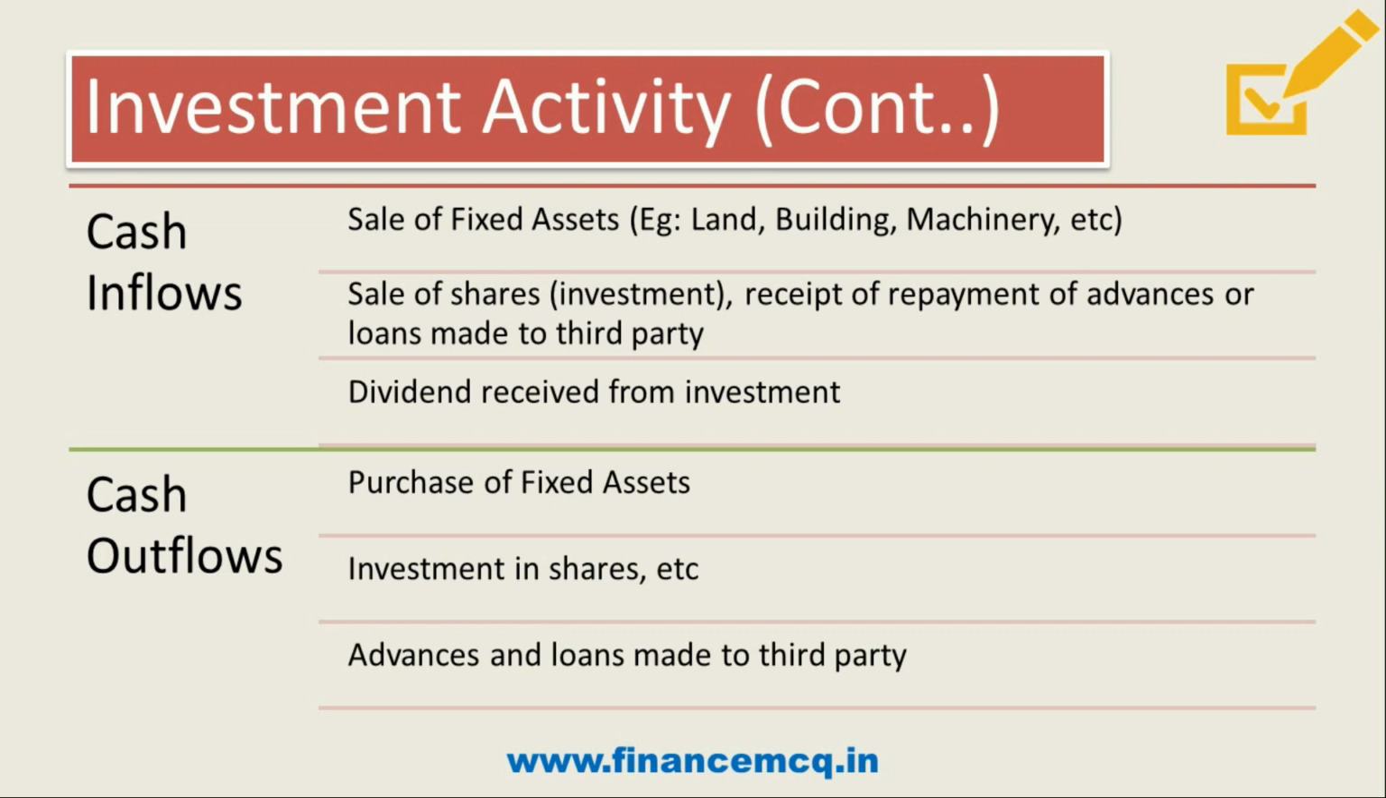Then any advances and loans made to a third party: if you make any loans and advances and give them to a third party or third person, it amounts to a cash outflow and it will be shown under investment activity. So I hope investment activity is clear, and what the items appearing in investment activity are is also clear under both cash inflow and cash outflow.